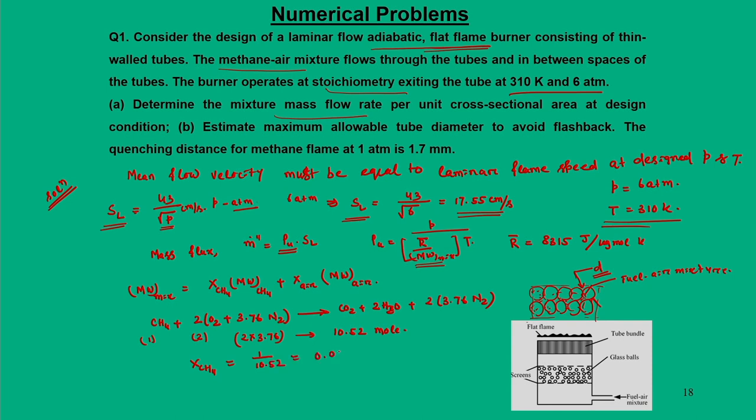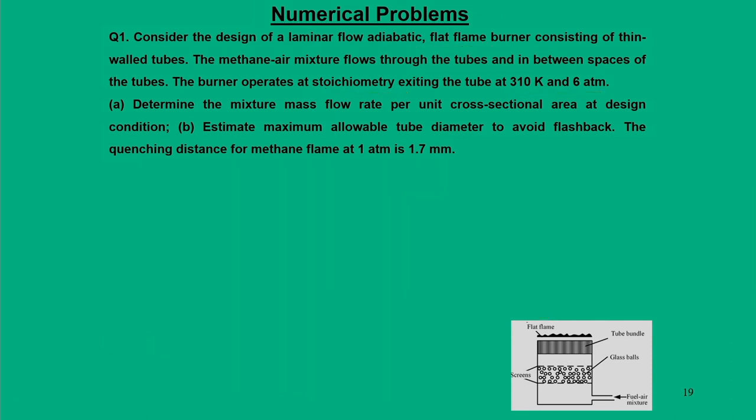So, this number is 0.095. So, xi air will be 1 minus 0.095, that is equal to 0.905. Then we can find the molecular weight of the mixture, that is equal to 0.095 into the molecular weight of methane, 16, plus 0.905 into the molecular weight of air, 29. So this number is 27.765.